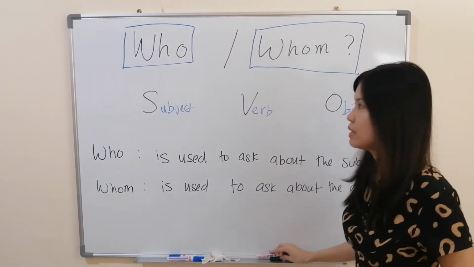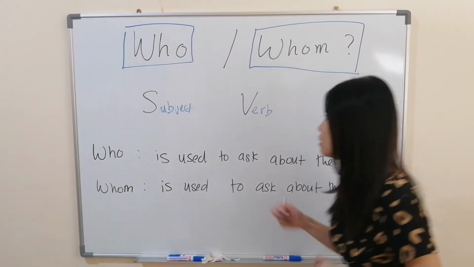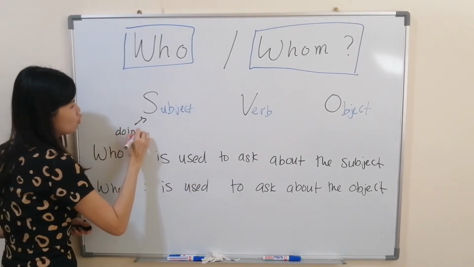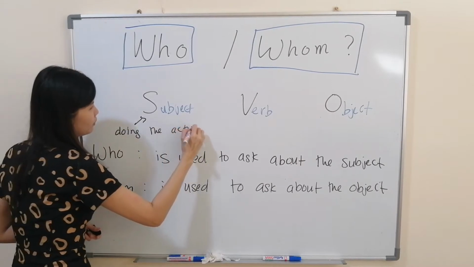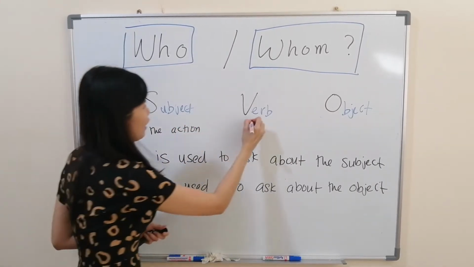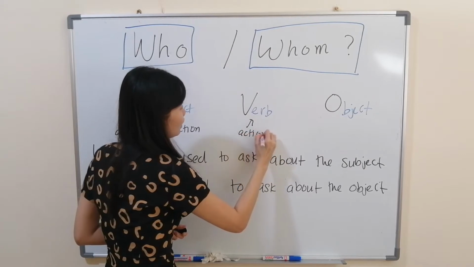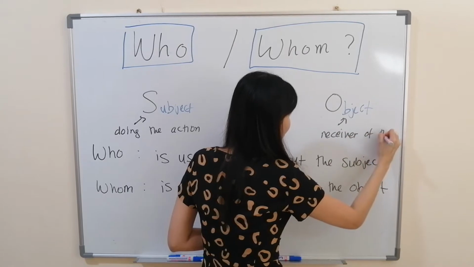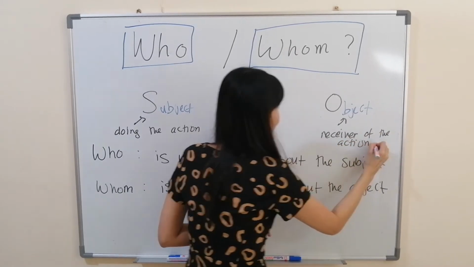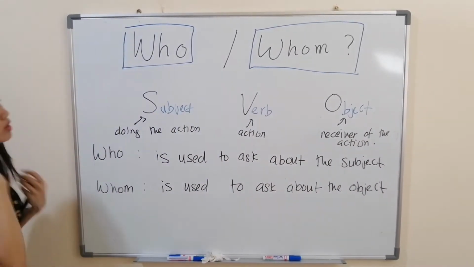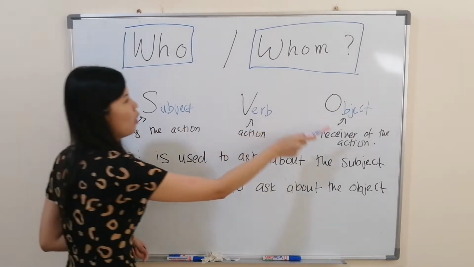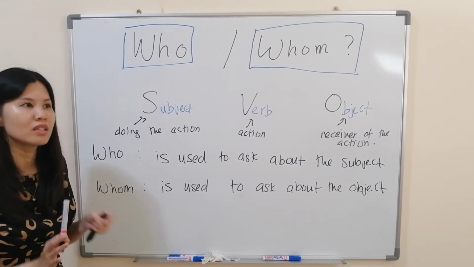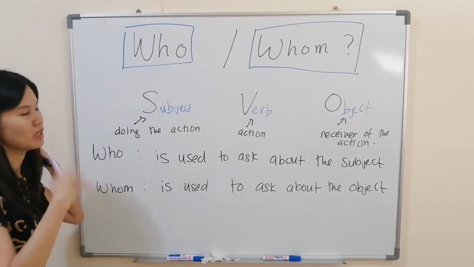We need to understand what subject means. Subject refers to the person that is doing the action, and verb is the action, and object is the receiver of the action. So in the English language, we follow this structure: subject, verb, object, for the active sentences at least. For the passive sentences, it will be object, verb, and subject, but that is for later.